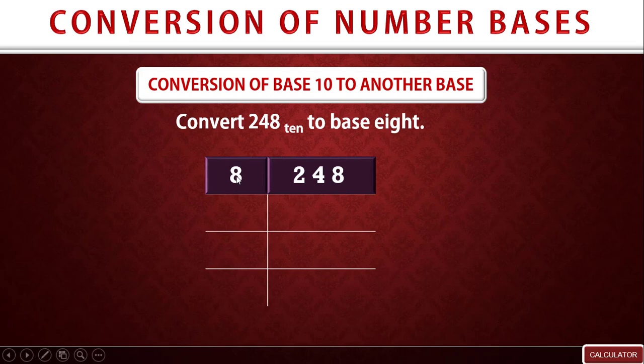Okay, so can 8 go in the first digit, which is 2? 8 cannot go in 2. So we take this 2 and the second digit, which is 4, and that will give us 24. So 8 in 24 will give us 3. 8 times 3 is 24. So we have 3 there. There is no remainder there.